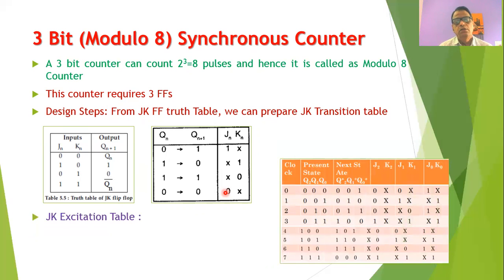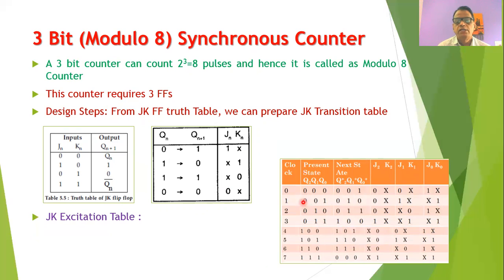Now, once the transition table is ready, see that the transition table is a kind of thing which will not change, isn't it? The JK truth table is a kind of thing which will not change. So once you understand the truth table of the JK flip-flop, you can easily prepare the transition table. And once you prepare the transition table, the only thing that you need to do every time is the preparation of the JK excitation table.